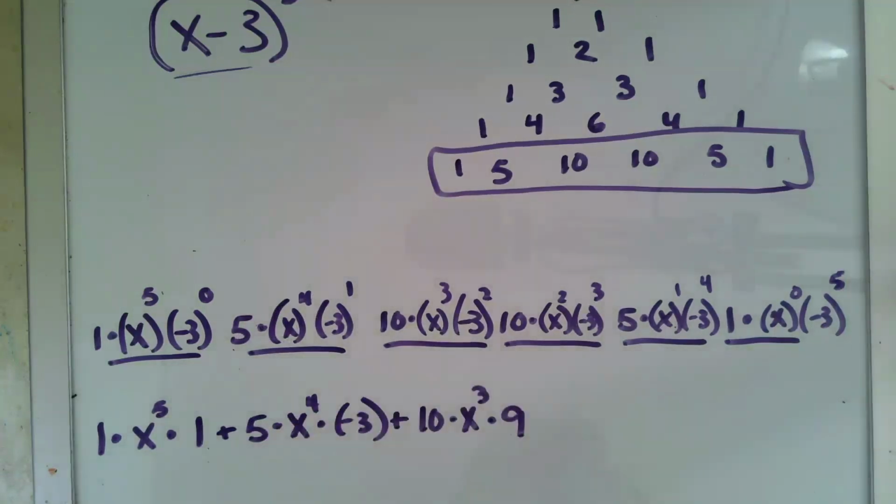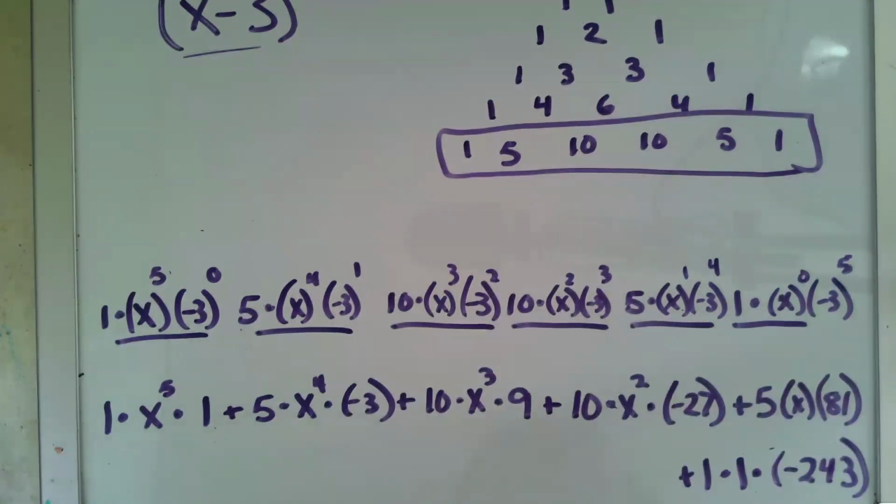Let's keep going. Okay, so again here, -3 squared becomes +9, x to the 3rd, 10. Let's do the rest of them. So check this against your work, see if this is what you got.